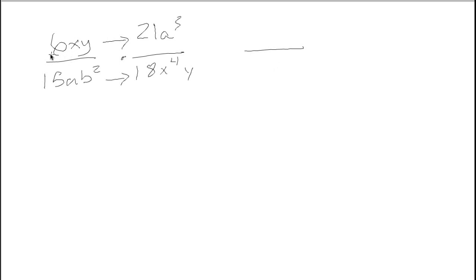Or we could go, hey, 6 goes into 18 3 times, and x goes into x to the fourth once, leaving me with just x cubed, and these y's completely cancel. Now look over here, a goes into a cubed once, leaving me with just a squared, and 15 and 21 both divide by 3, leaving me with 7 and 5. So over here I have 5b squared times 3x cubed, leaving me with 15b squared x cubed. And up top, this term completely canceled, leaving me with just 7a squared.